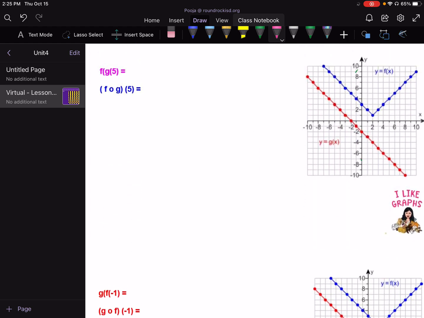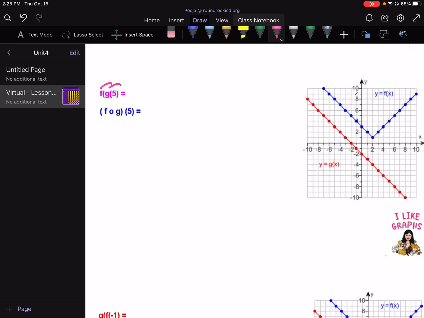Let's try again. Same function. We have to find f of g of 5, or f composed with g at x equals 5. So no matter how I write it, you have to find g of 5 first. You go here and go towards the g function, which is the red one. Get the corresponding y value, which is -7. Now I need to find f of -7. The f function is the blue one, so keep going, and the corresponding value is 10. So my overall answer for this question is 10. Same answer.